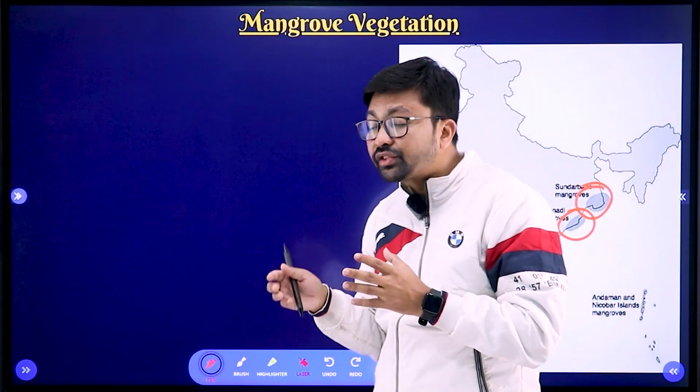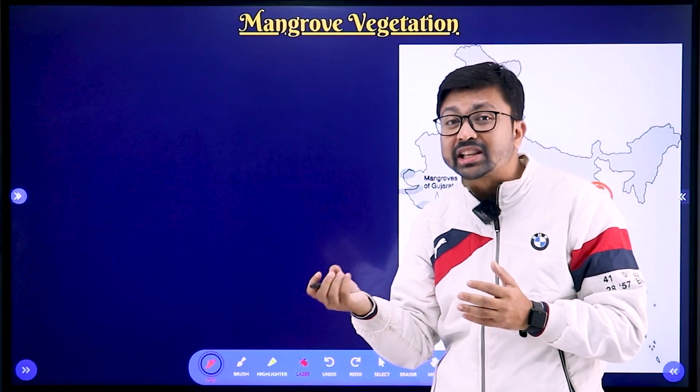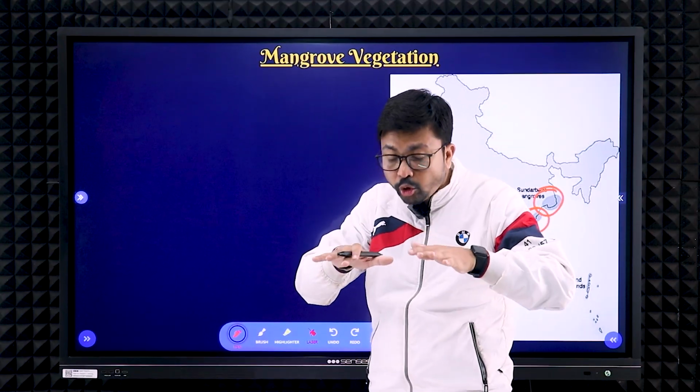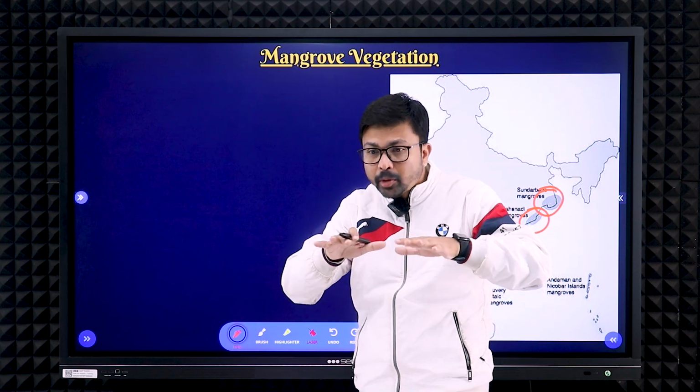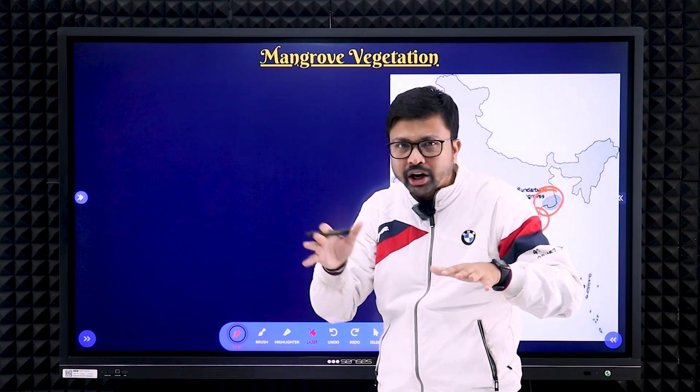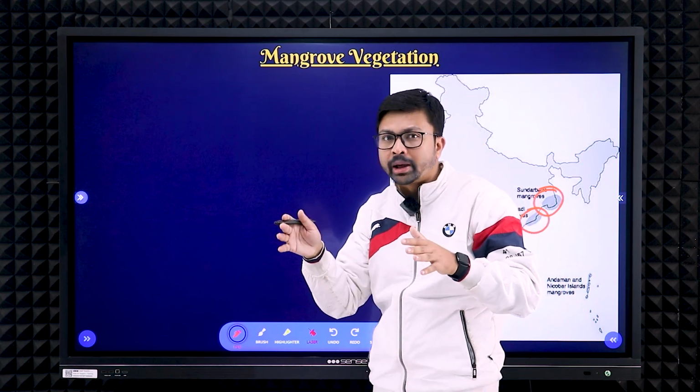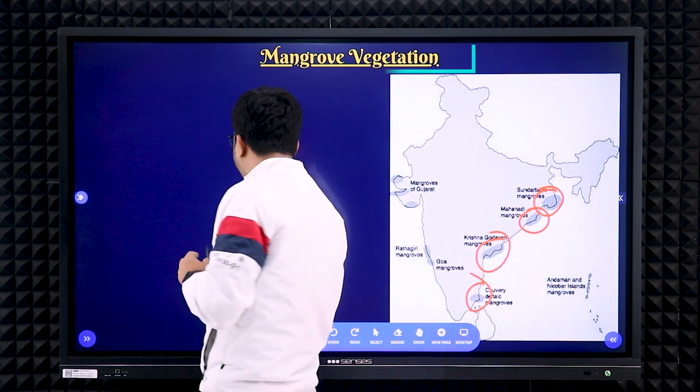Here you can see the trees have supporting roots as well as breathing roots that come up, right? It gives support to the trees to stay in the particular area, because in those areas there will be mud, water, and a tidal effect. To survive in that condition, those roots develop, right? So those are the mangrove vegetation.